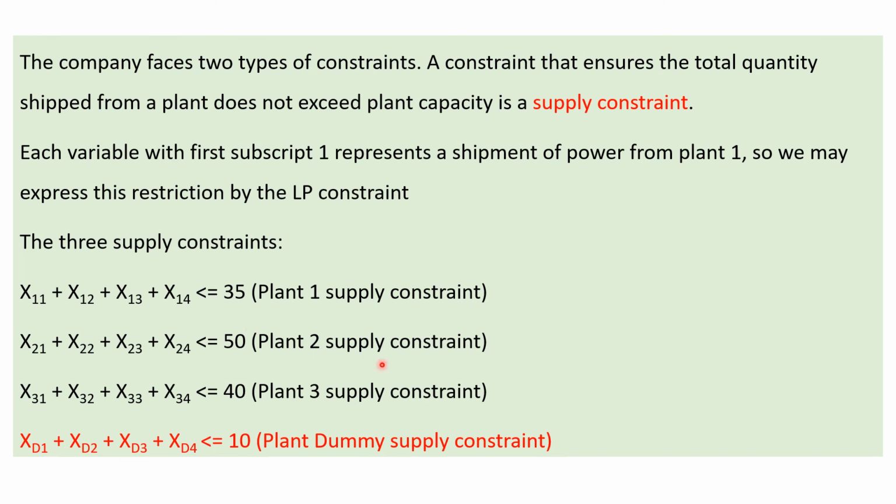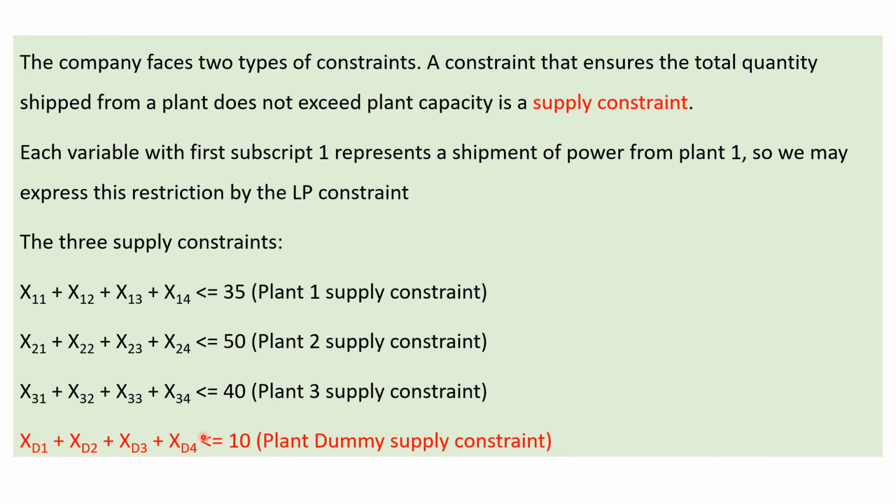And the second constraint, since we actually added a 4th constraint, that is the dummy power plant. But originally we have 3 constraints because we have 3 plants. The second constraint is written like this because the capacity of the second plant is 50, so it should be less than or equal to 50. And the third is like this.